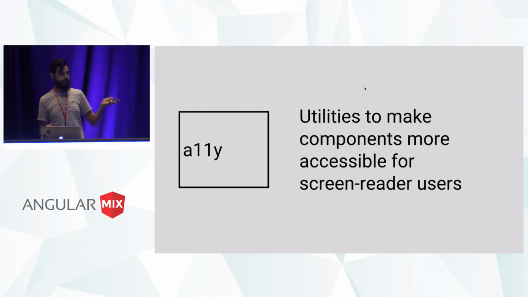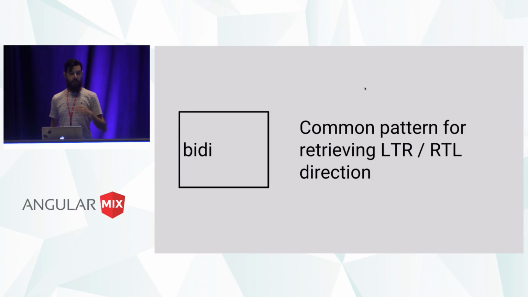So we have an accessibility subpackage that is focused on utilities for making components more accessible, specifically for screen reader users, for things that have to do with managing focus or dealing with ARIA attributes or keyboard shortcuts. We have a module for dealing with BiDi. So this provides a common pattern for components to figure out whether they're in LTR or RTL, and respond to changes in that.